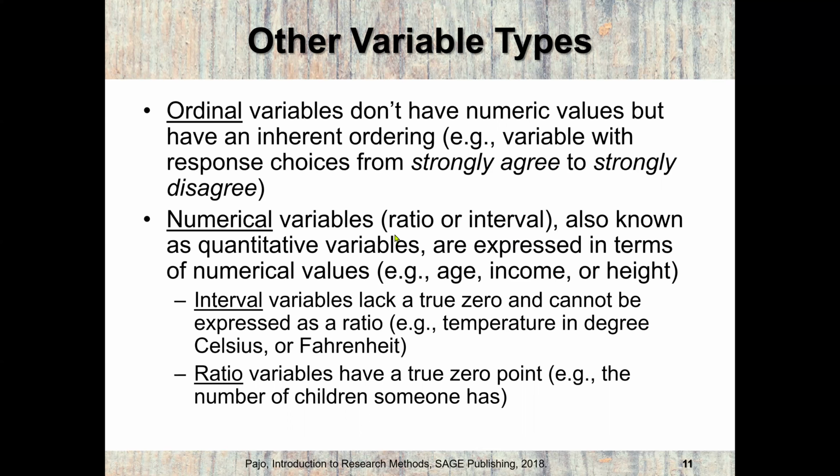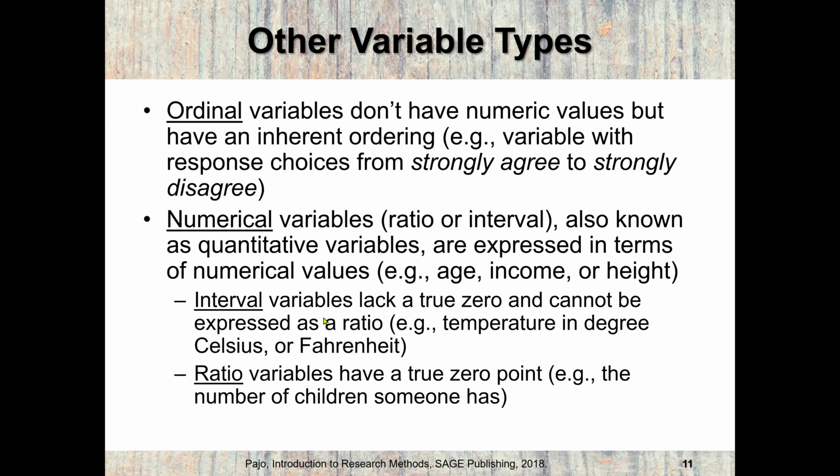So here we say again, the numerical variables, which are ratio or interval, are also known as quantitative variables. And that's what our topic is about, how to enter and also organize quantitative variables and values. So quantitative variables are expressed in terms of numerical values. Examples can be age, income, or height. You can see that with these variables, we can do arithmetic operations on them.